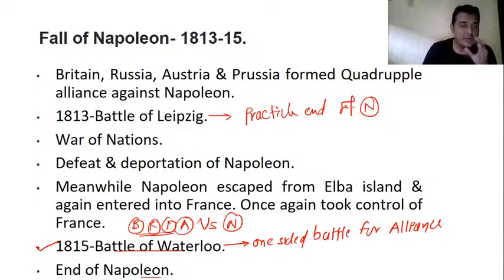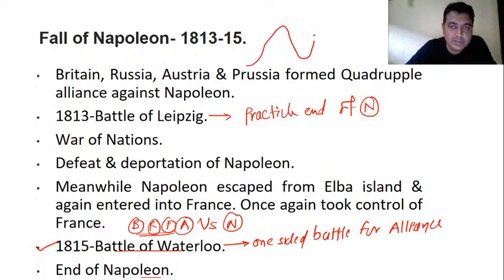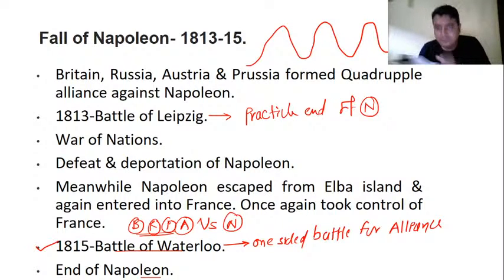Clear? If the rise of Napoleon is possible, then the end of Napoleon is always possible. So this is an important lesson for your life. Rise and fall. Rise and fall is an important aspect of life.